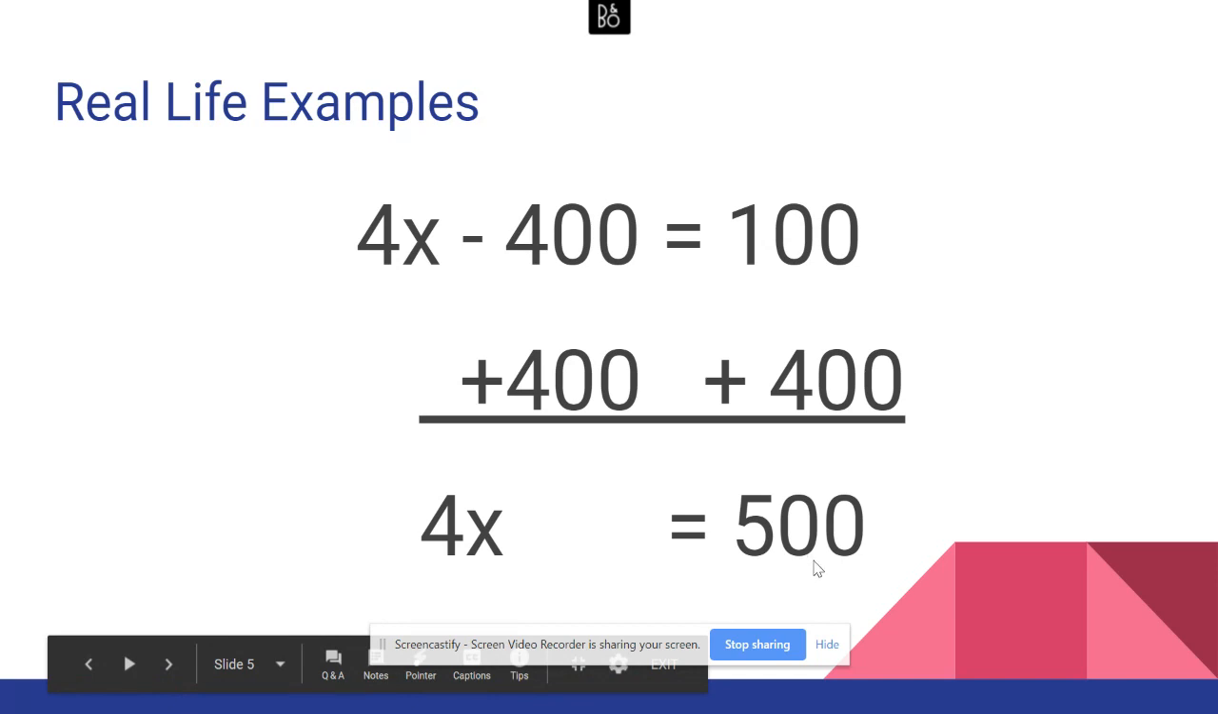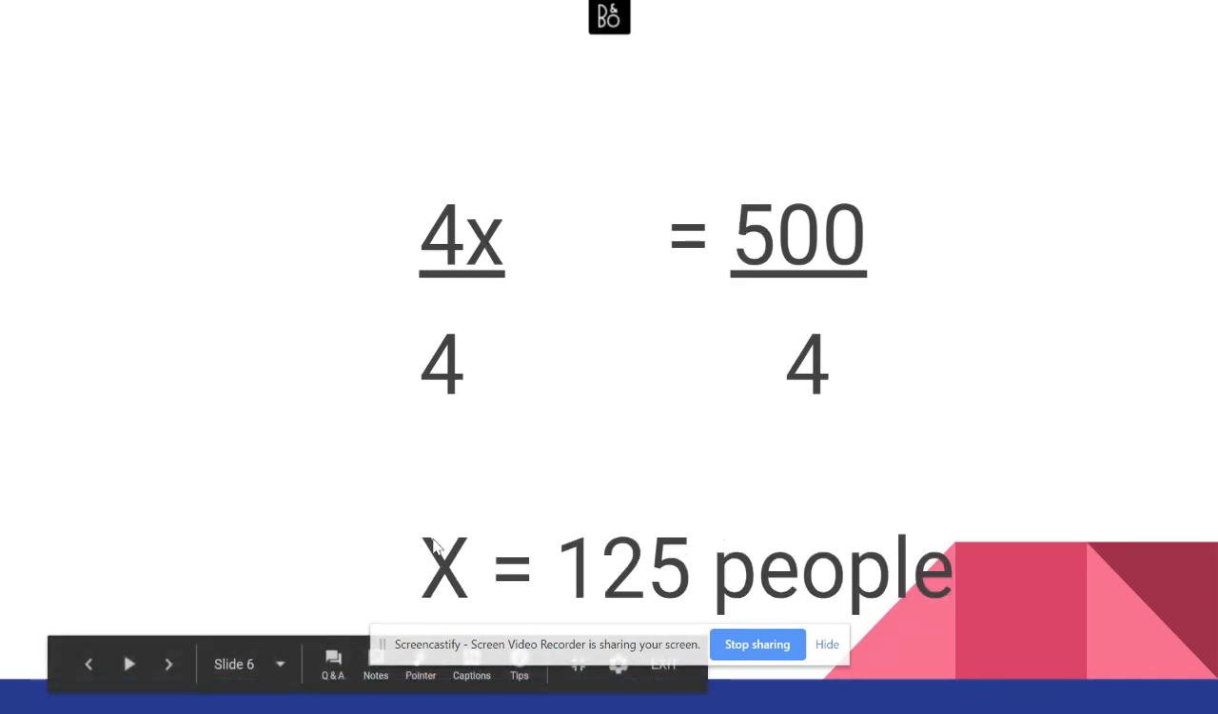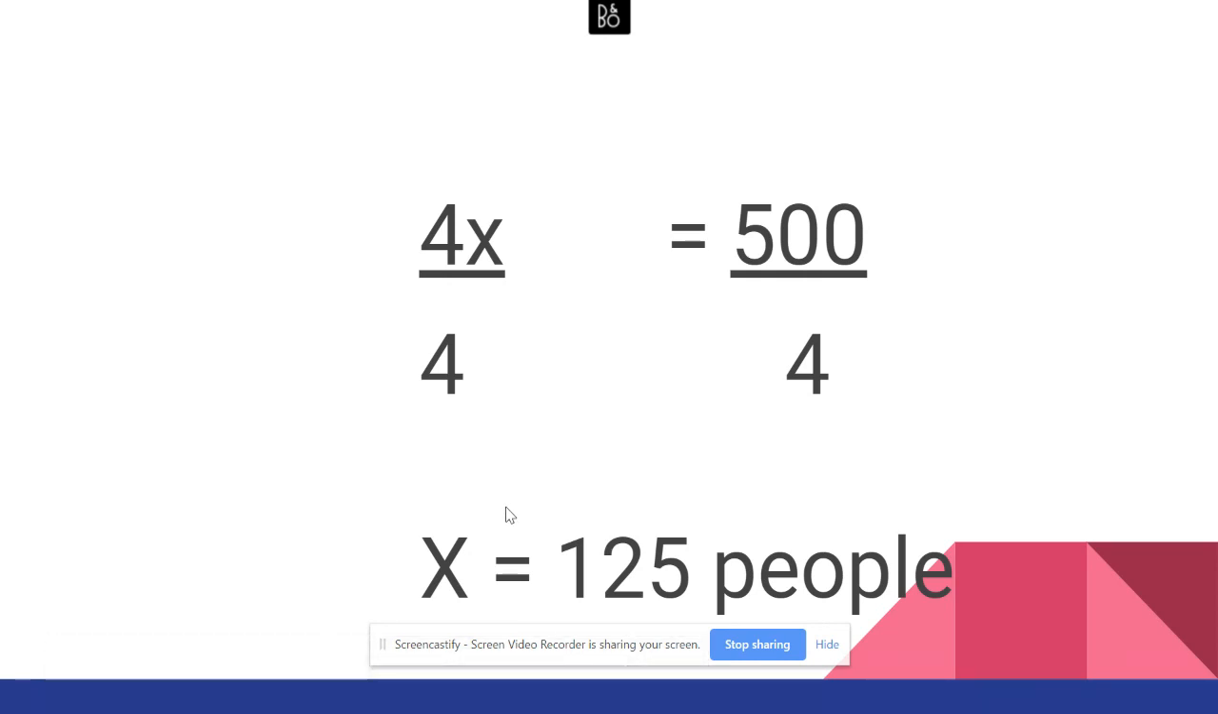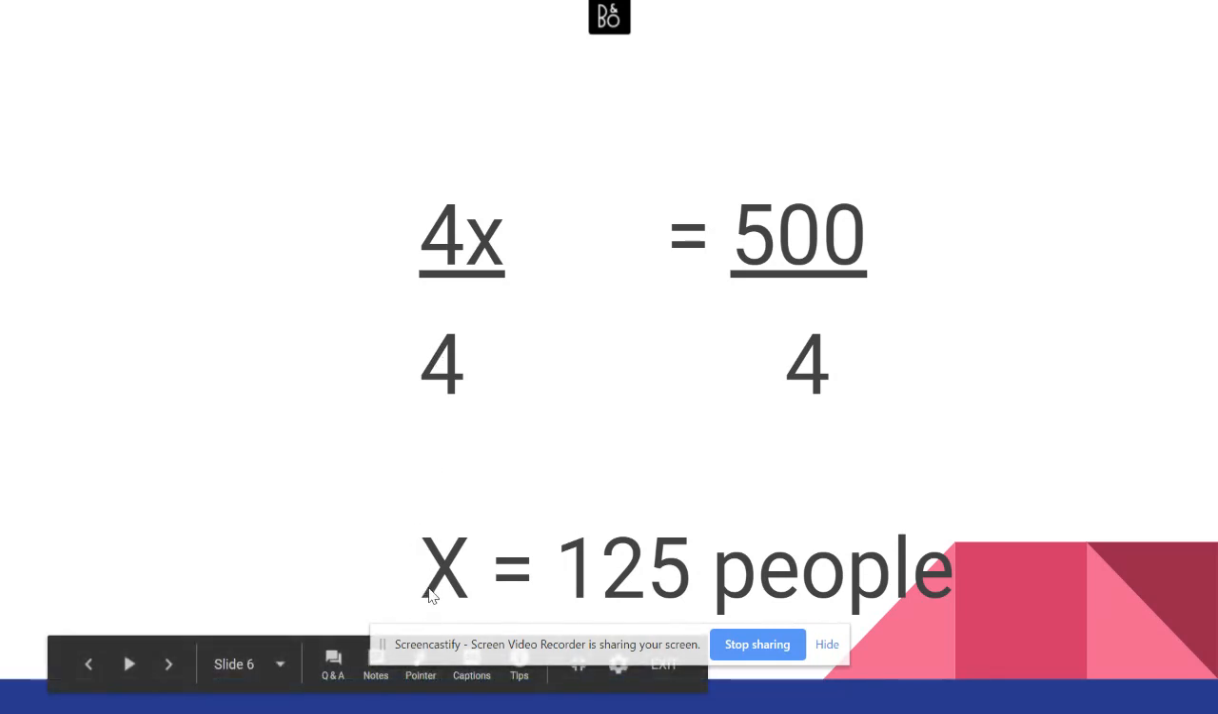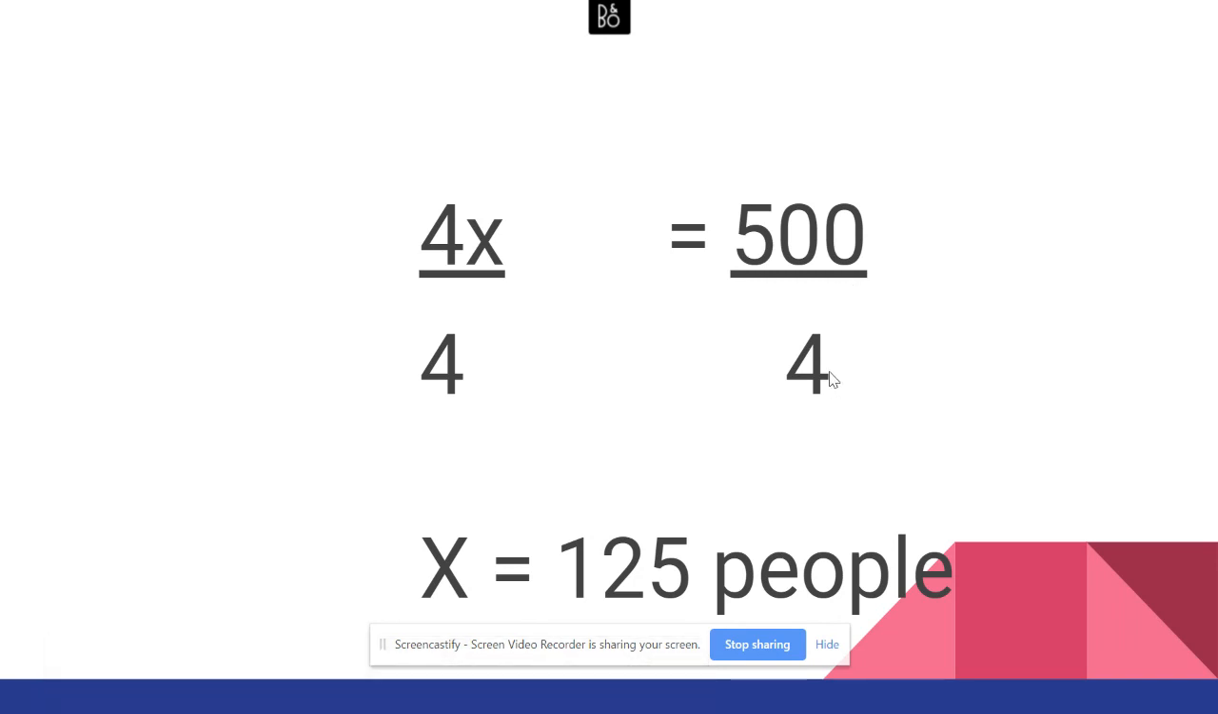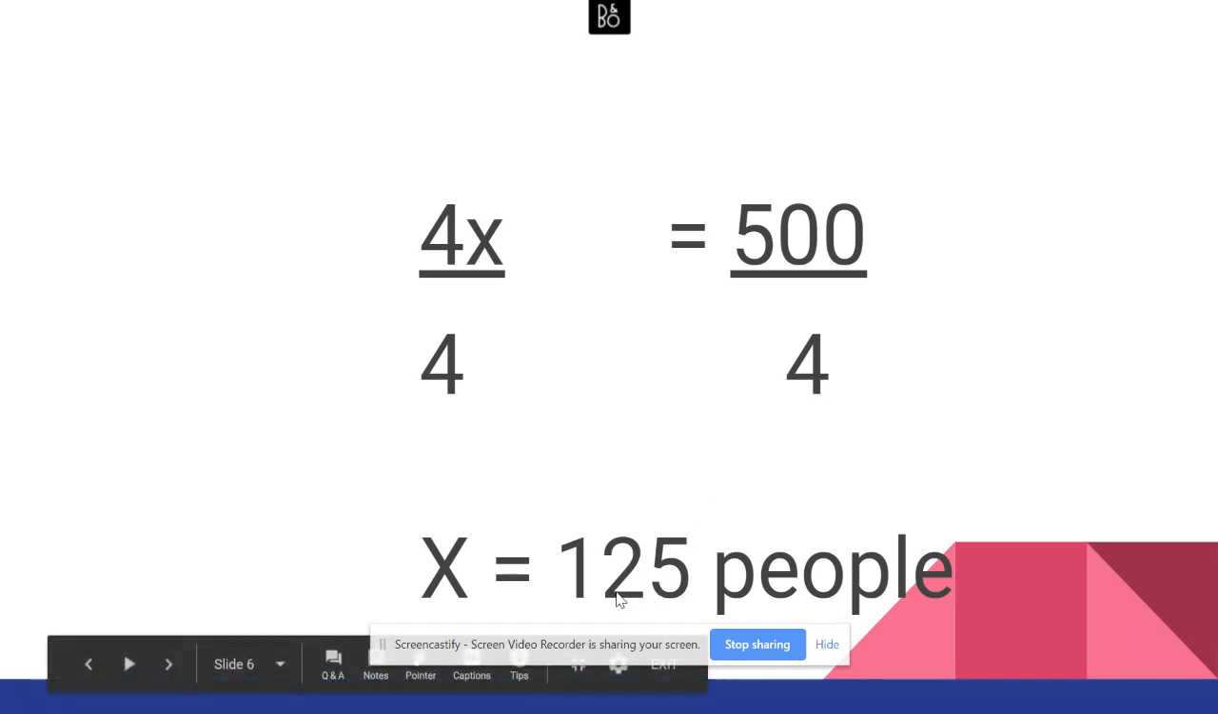Okay, now we have to think about those inverse operations again. I have the variable x and I multiplied by 4. The inverse of multiplication is division. So I need to divide both sides by 4, keeping my equation equal. If I do it on one side, I have to do it on the other side. All right, so then I divide by 4. 4 divided by 4 gives me 1. 1x is the same as x. 500 divided by 4, you can do your long division, or you can put it in the calculator, and you get 125.